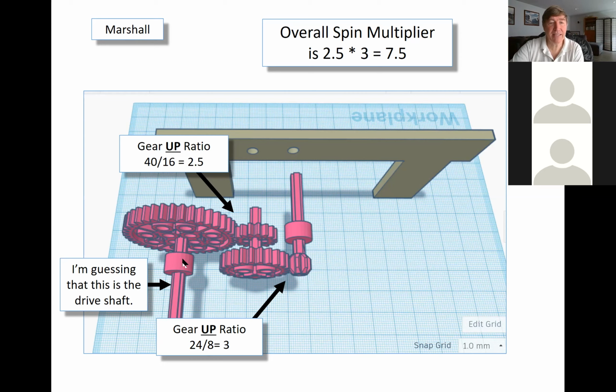And so using that as a guess, that means that these first 2 gears are going to gear up, and then the second 2 gears are also going to gear up. So he got a big spin multiplier of 7.5. Now, if my guess was wrong, if this over here was not the drive shaft, but in fact this was the drive shaft, then instead of being a spin up of 7.5, it would be a spin down by a factor of 7.5.